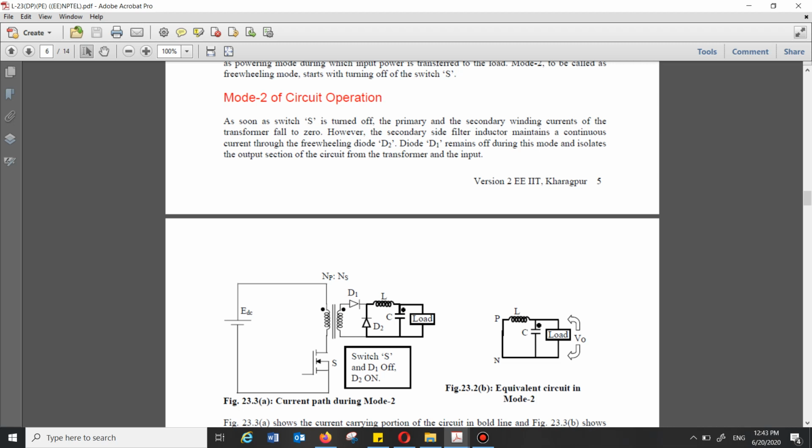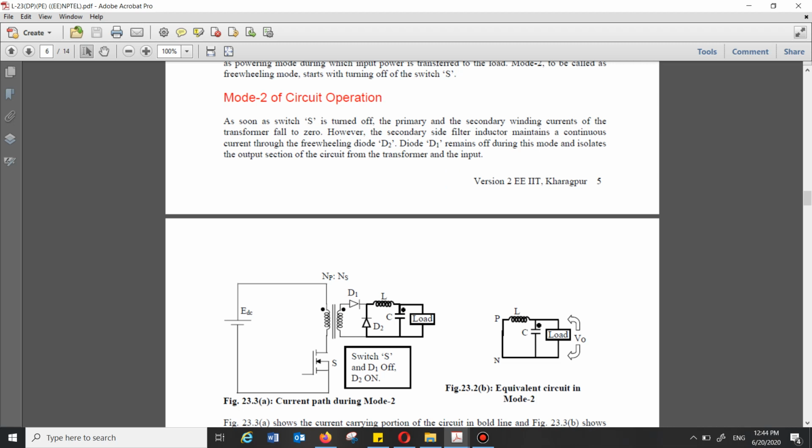The inductor which was charged with this polarity, now the polarity of the inductor has been reversed. The inductor tries to retain its charge and switches its polarity. Now negative is over here and positive is over here, as compared to the previous case when the switch is on, positive is here, negative is here. However, the secondary side filter inductor maintains a continuous current through the freewheeling diode. Of course, it is energized, and when it is reversing, it has a flowing path through the load and through D2.